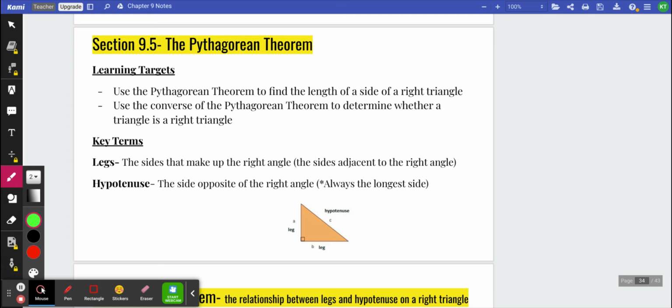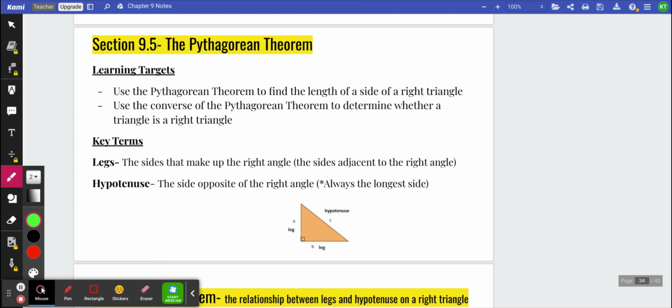So our learning targets today: we're going to be able to use them on right triangles to find missing side lengths. If it's a right triangle, then the Pythagorean theorem works, and we'll look at what it is in a minute. And then the term converse just means the reverse of that. We're going to use the converse of the Pythagorean theorem to determine if it's a right triangle. Meaning if the Pythagorean theorem checks out and works for the side lengths, then we can say it's a right triangle, and we'll look at that in day 2 of our lesson.